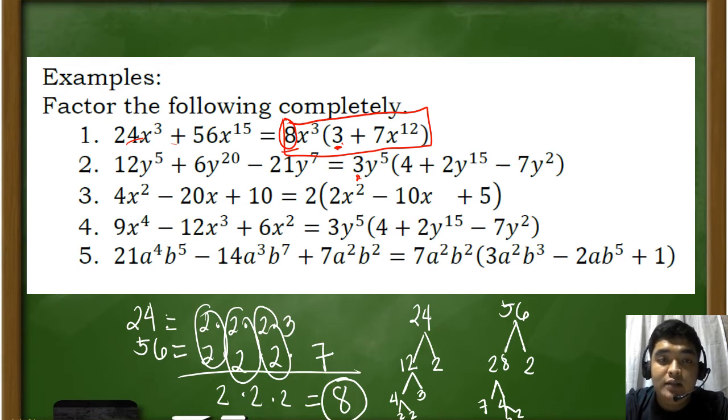And as I said earlier, the exponent you take is the smallest one. So, y to the power of 5, y to the 20, or y to the power of 7. So, therefore, the GCF of this polynomial is 3y to the power of 5. So, 12y to the power of 5 divided by 3y to the power of 5, that is 4. 6y to the power of 20, that is 2, then 21 divided by 3 is 7, then y to the 7 over y to the 5, that is y squared.